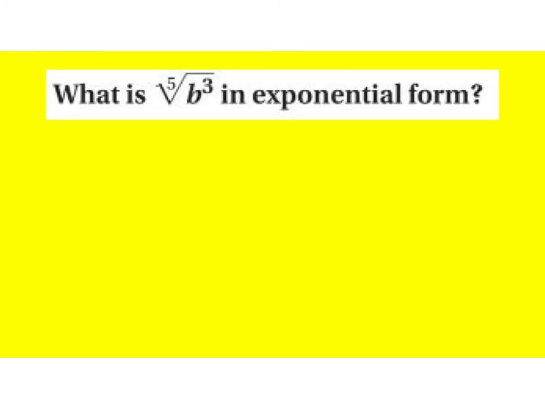Now we're going to take this one to exponential form. So b is the base, or the radicand. I'm going to create a fraction. Remember, this is your index, this is your exponent. The exponent is the numerator, the index becomes the denominator. So this would be b to the 3/5.